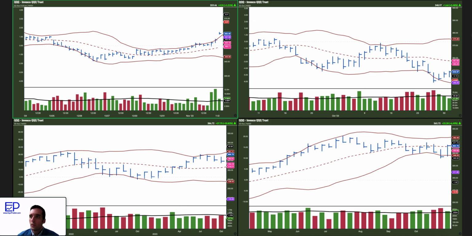Up on the screen here, we've got 4 time frames. On the bottom left, we've got a monthly chart. On the bottom right, we've got weekly. On the top right, we have daily. And on the top left, we have an hourly. And we're going to be using QQQ as a proxy for QLD to avoid slippage.